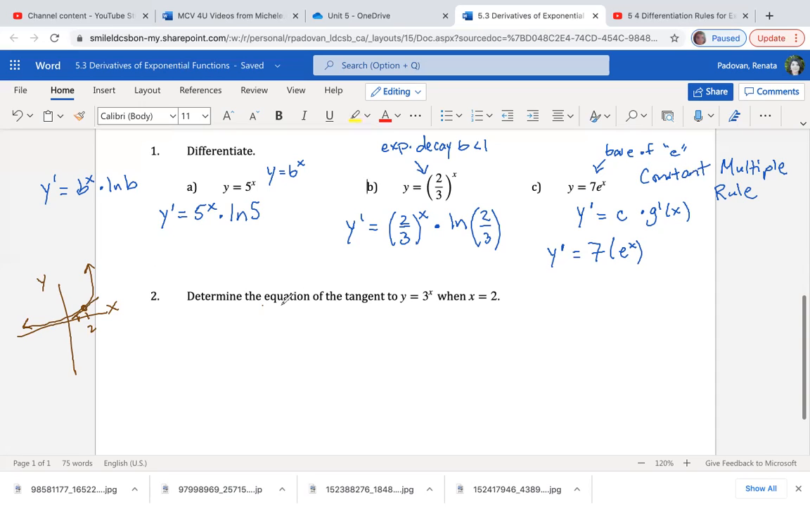So the equation of the tangent. In order to get the equation of the tangent, I need my derivative, right? I need the first derivative. So what I want to do is, here's my equation: y equals 3 to the power of x, and get the derivative.